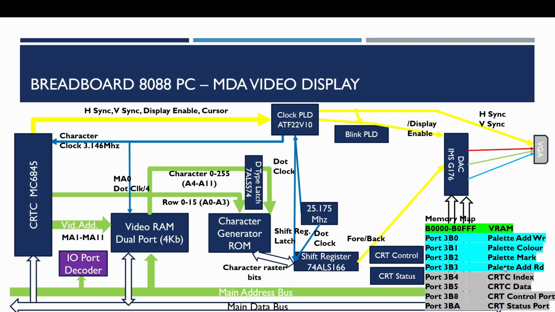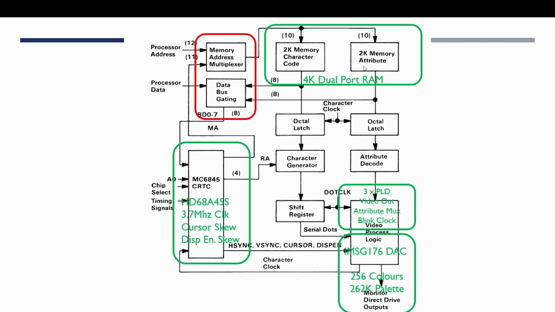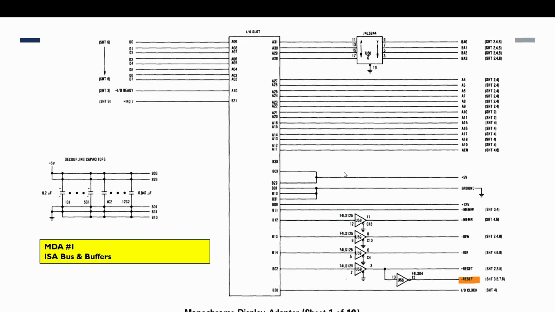I'm just going to pull out the key bits that we need for the blinking and the control and status ports. This high-level diagram from the original MDA documentation, all I've done here is expand out the video process logic, in that as well as the digital analog converter, we also need three programmable logic devices, one for handling the blink clock, another for handling the attribute multiplexing and some of the attribute decoding, and another to handle all the video output logic. These first two are by far the most complicated part of the whole design. We'll skip through some of the earlier sheets which are not relevant for this video.